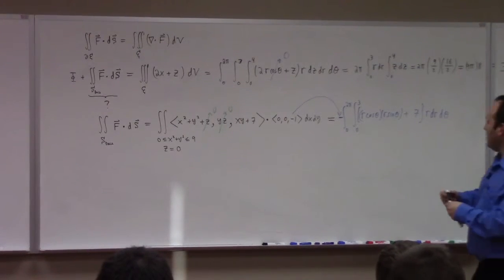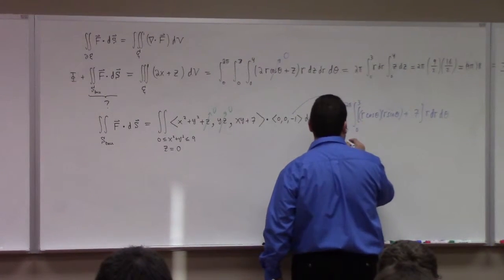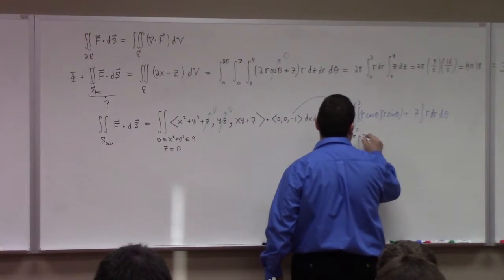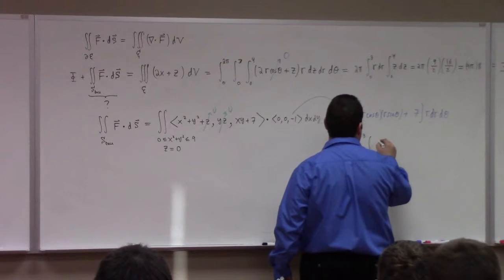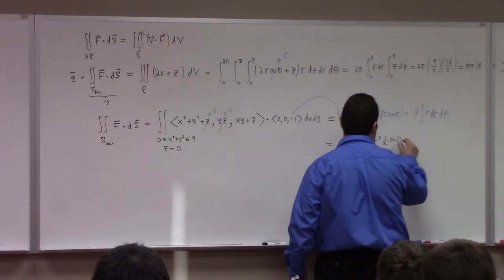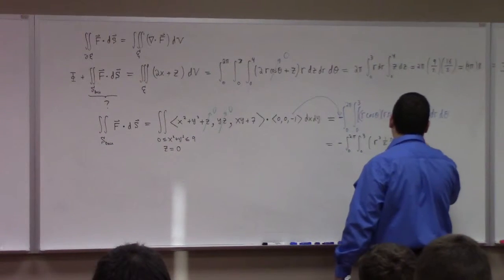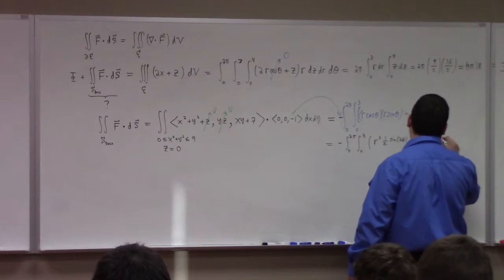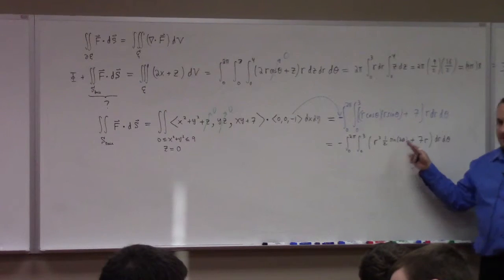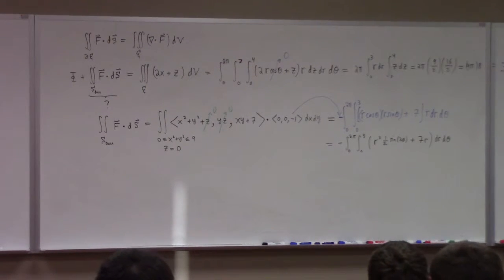And what's this? Well, minus the integral from 0 to 2 pi, integral from 0 to 3. And let me just simplify this a little bit. This is r cubed, and that is 1/2 sine of 2 theta, plus 7r dr d theta. Good news, folks. Sine of 2 theta has period pi. So we're taking an integral of sine of 2 theta over 2 full cycles. So the positive and negative balance out. This integral goes to 0.